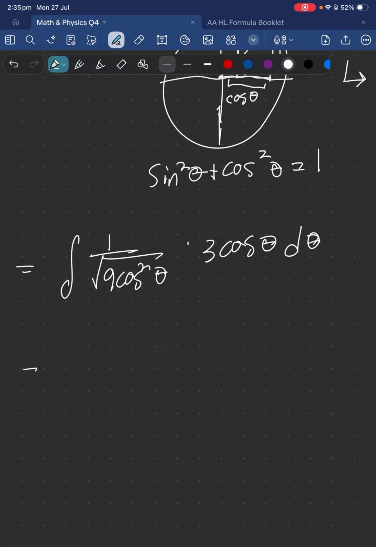So this, again, is equal to 1 over, what's the square root of 9? The square root of 9 is 3. And the square root of cosine squared theta is just cosine of theta.